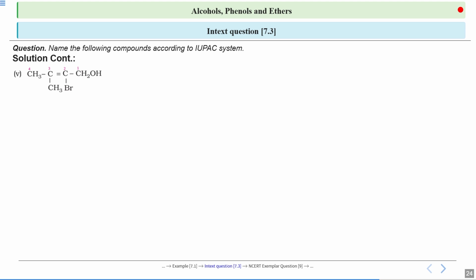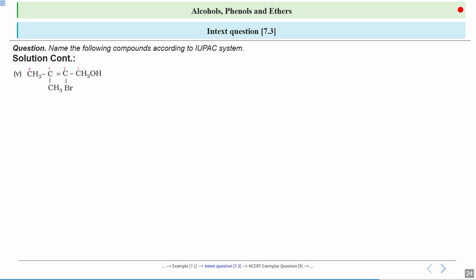For the fifth compound, which again contains a double bond, you have to do the numbering. The first carbon will be the carbon having the OH group, and then 2, 3, 4. Here the lowest number, 1, is given to the OH group carbon, and then the second carbon is actually the double bonded carbon.